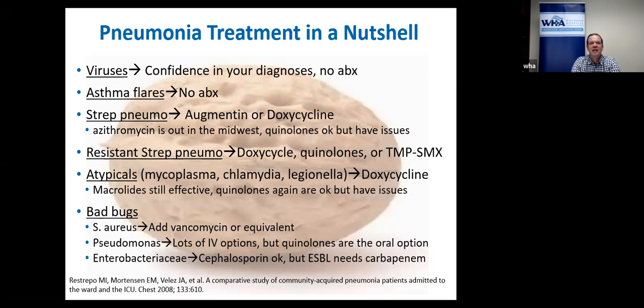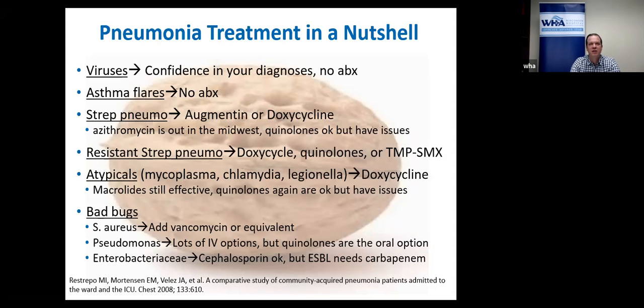And then finally, for the atypicals, again, these are the minor category of pneumonias, but mycoplasma, chlamydia, legionella, doxycycline is still very effective, and then the macrolides and azithromycin are effective in that category as well. And so in my personal practice, I really am using doxycycline quite frequently in the Midwest. It's a generic drug, it's an effective drug, and it covers most of the things that we're looking for.